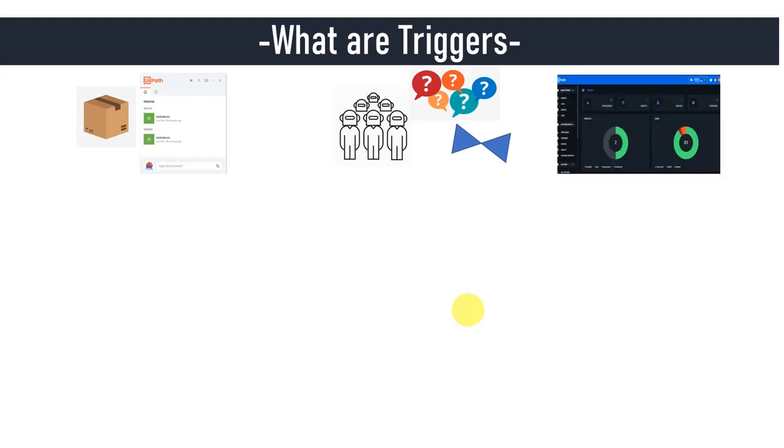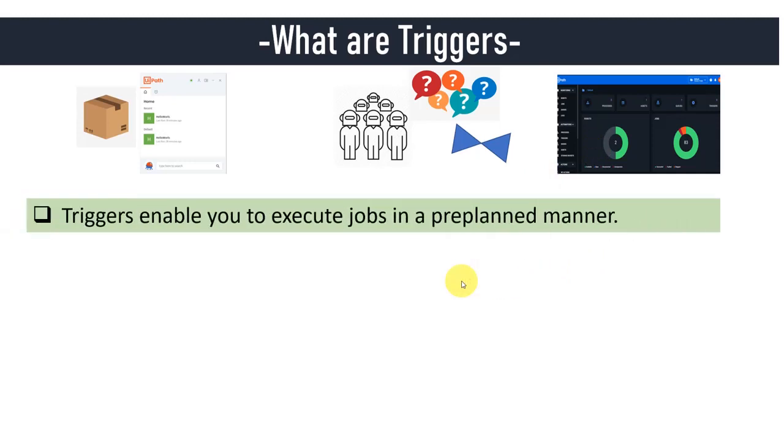So what you will do is you will publish the package to the Orchestrator. In Orchestrator we have a tab called triggers. There you will schedule the process. So in simple terms, triggers enable you to execute jobs in a pre-planned manner, as simple as that.